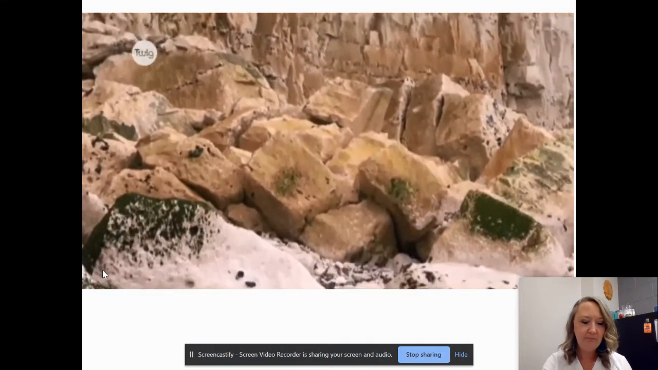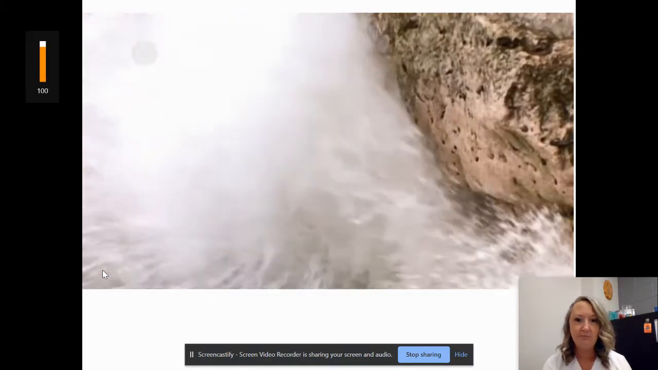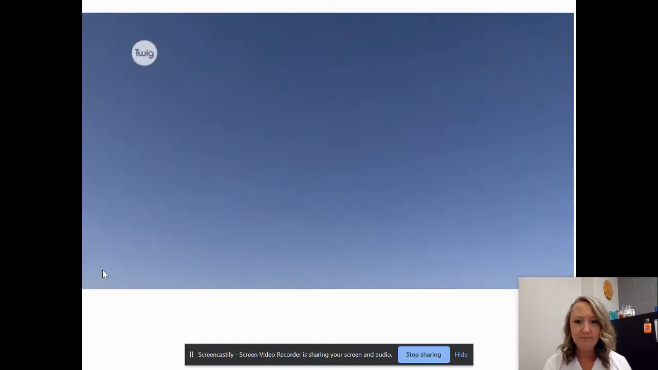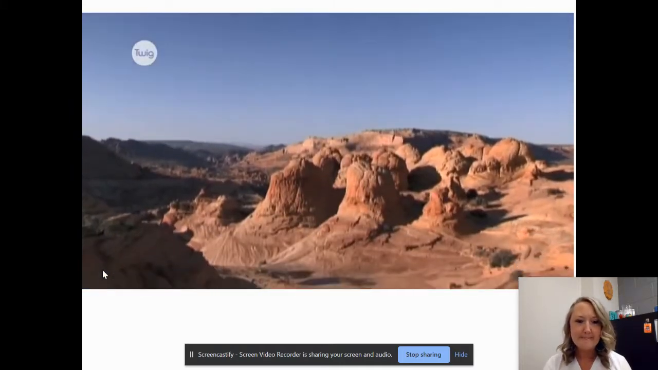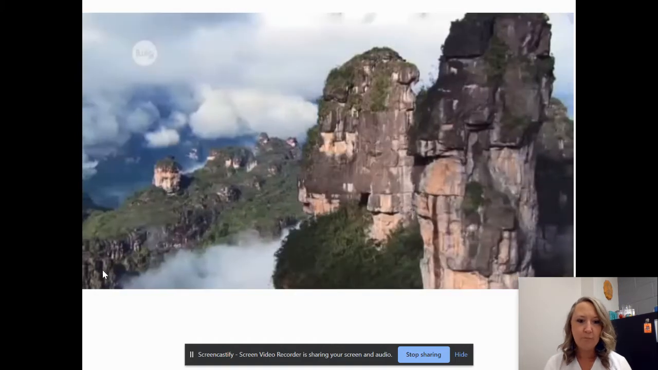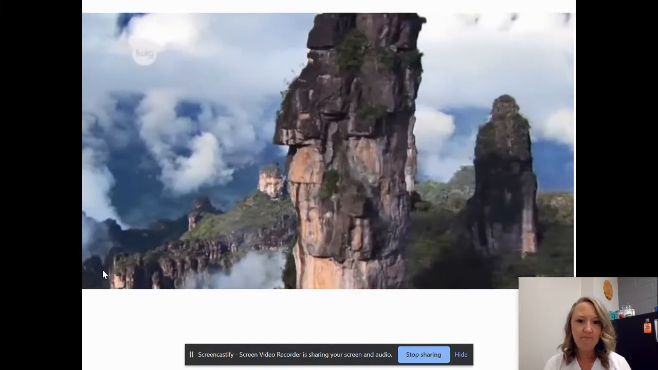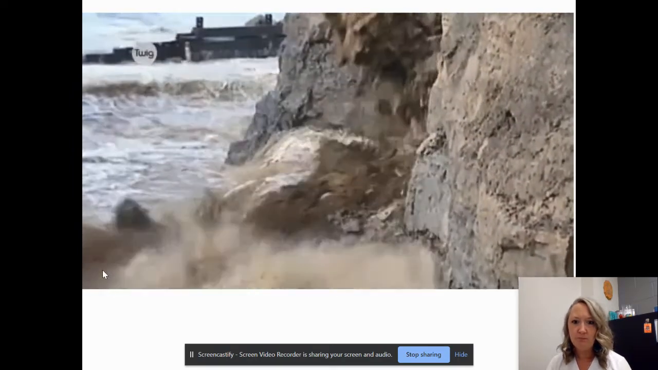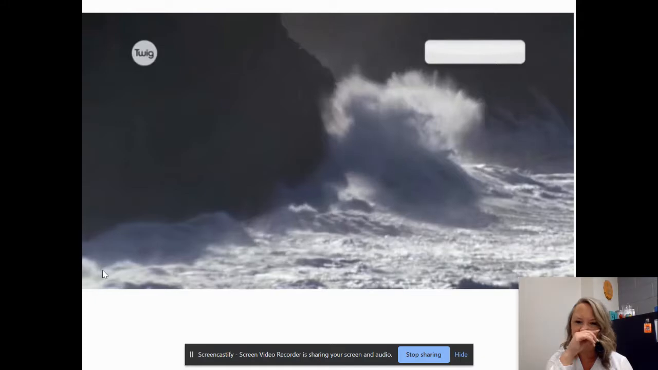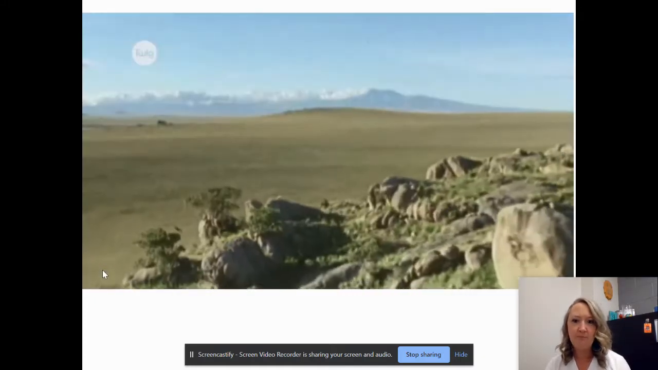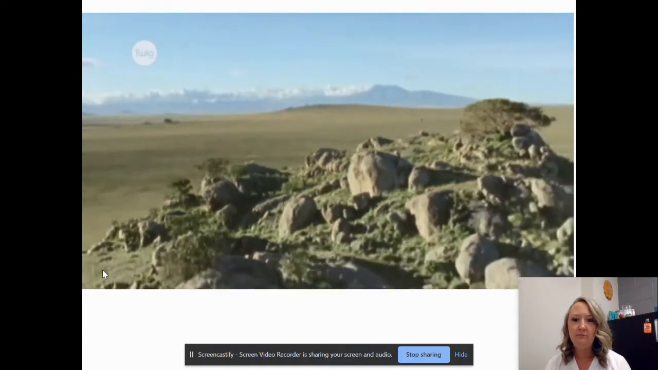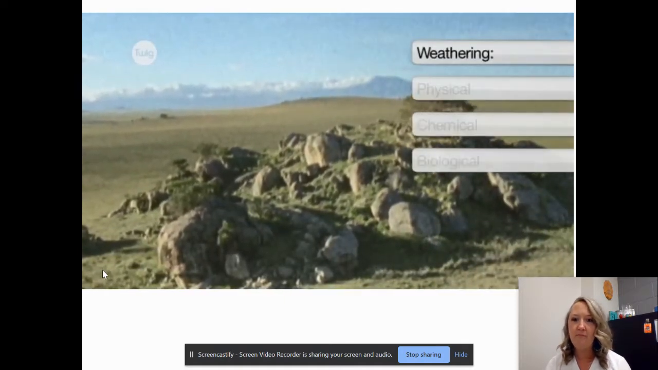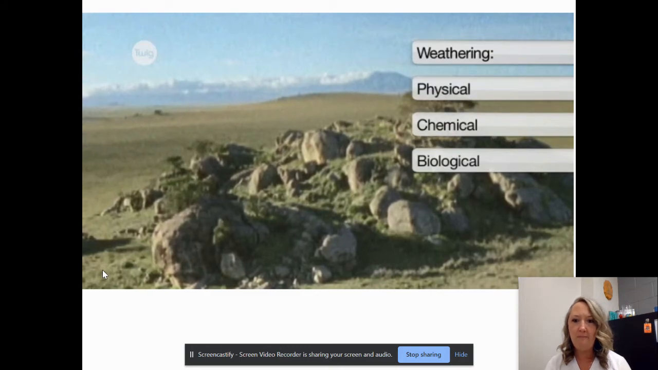Rocks are tough, but nature is tougher. In time, all exposed rock is worn away by wind, water, and other natural forces. The results can be extraordinary. We call the removal of rocky material erosion, whereas weathering refers to the breakdown of rocks into smaller pieces. Weathering is caused by physical, chemical, or biological factors.